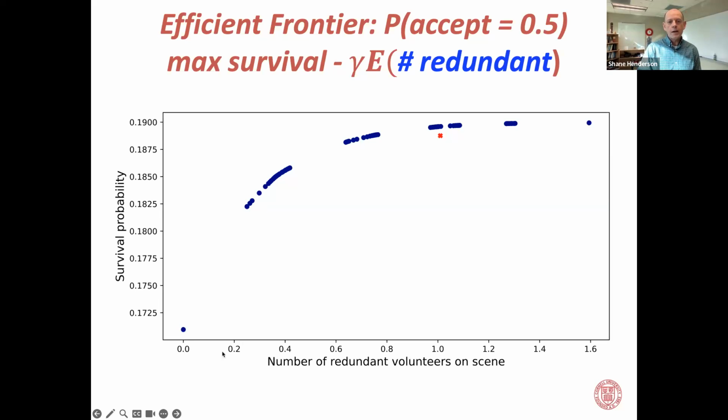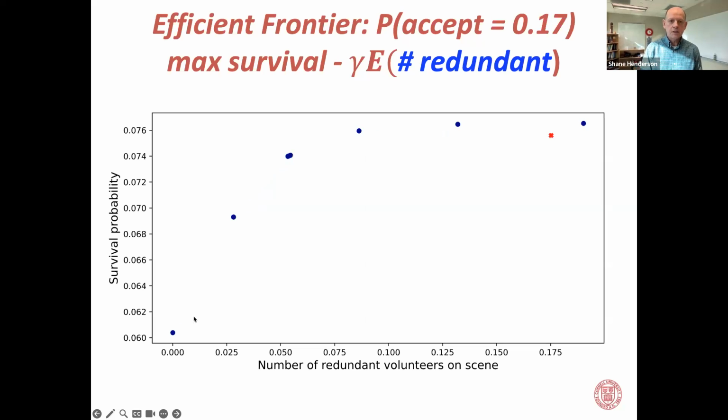This 0 here, by the way, is the number of redundant volunteers on scene, right? So this means that you did have somebody who responded. That's why you're actually getting a better survival probability. So redundant seems to compress the vertical scale. And if you think about it for a bit, it makes sense. Similar sort of story with lower acceptance probability, but I'll skip that one.